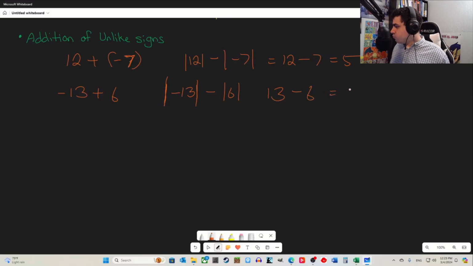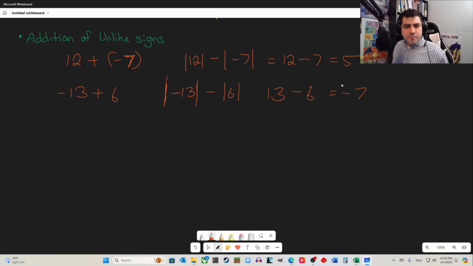This leaves us with, what is our largest number? Largest number is 13. So it's a negative number. So we're going to keep the sign, the negative. What is 13 minus 6? That leaves us with 7. Negative 7. So using absolute value to find the addition of unlike signs can be kind of annoying. After you do it so long, you'll be able to do something like this in your head, and you'll just know, okay, let's just subtract the two numbers, and we'll keep the sign of the largest.